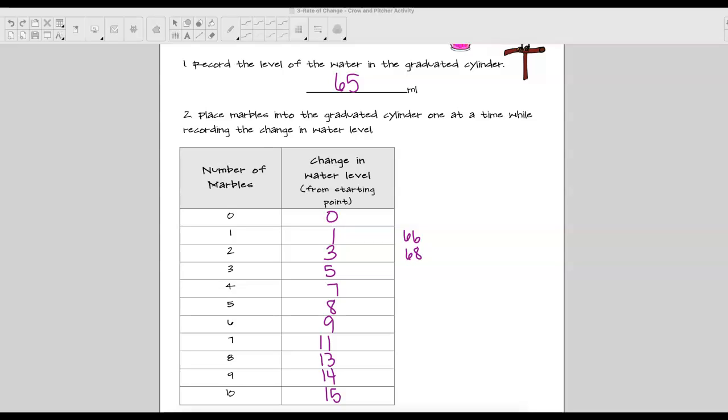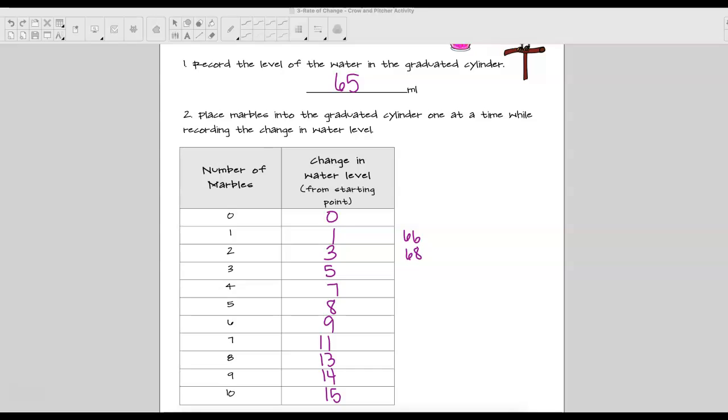Okay, so what we've got so far, I recorded my data on the board. Now yours may be a little bit different than mine, but hopefully it's close. How many of you, by 10 marbles, had right around a change of 15? Maybe it was 16, maybe it was 17, but how many groups were close to that? I hope that your numbers were close. They should have been close.